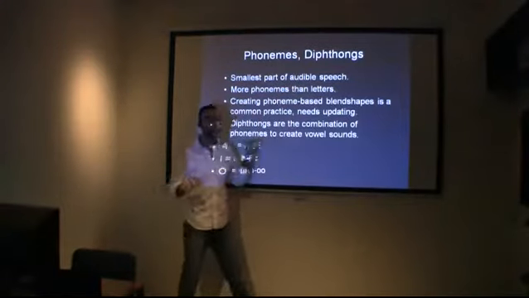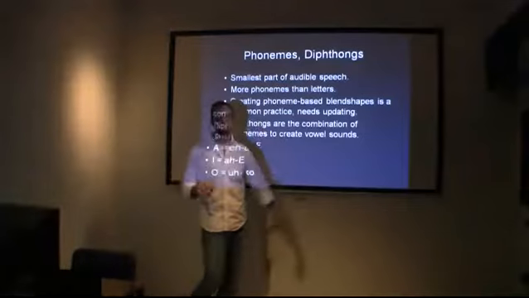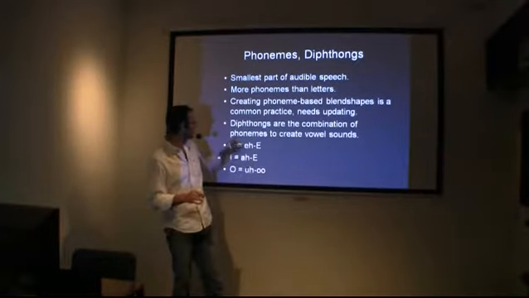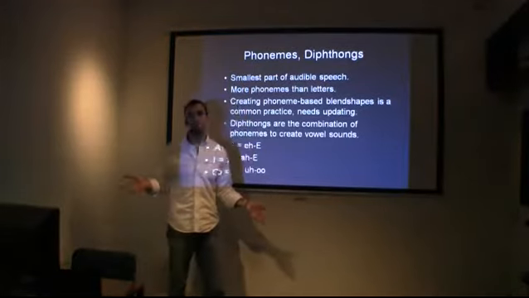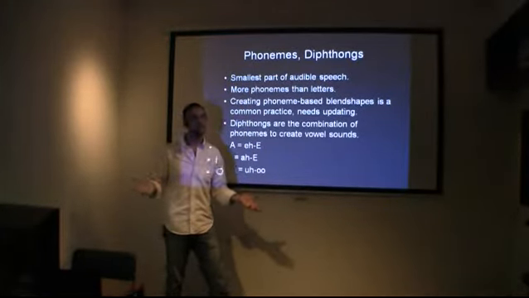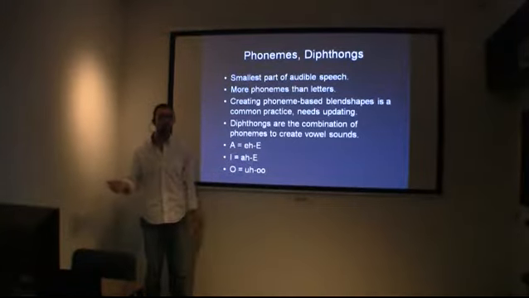So I brought up diphthongs, and a diphthong is a combination of phonemes to create vowel sounds. Some of the letters of the alphabet are diphthongs. Like, well, here we go. A is actually 'eh' to 'ee'. A.